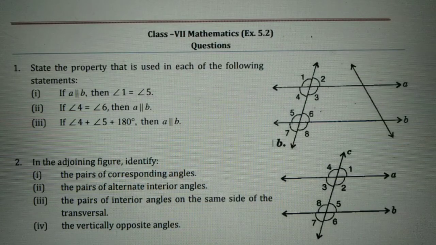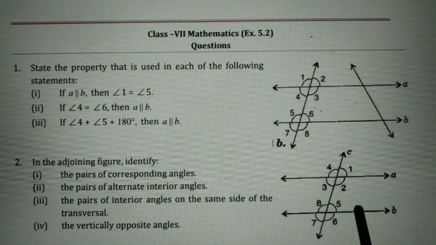The next question, the second question, is: in the adjoining figure, identify, this is the diagram given to us, in which A and B are parallel lines and line C is a transversal. First, the pair of corresponding angles. You know the corresponding angles very well. 4 and 8 are corresponding, 3 and 7, 1 and 5, 2 and 6 are corresponding angles and they are equal.